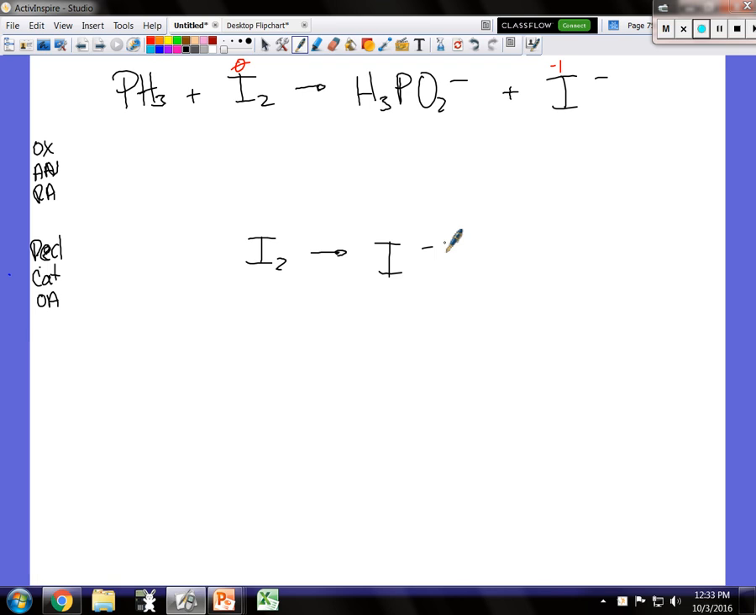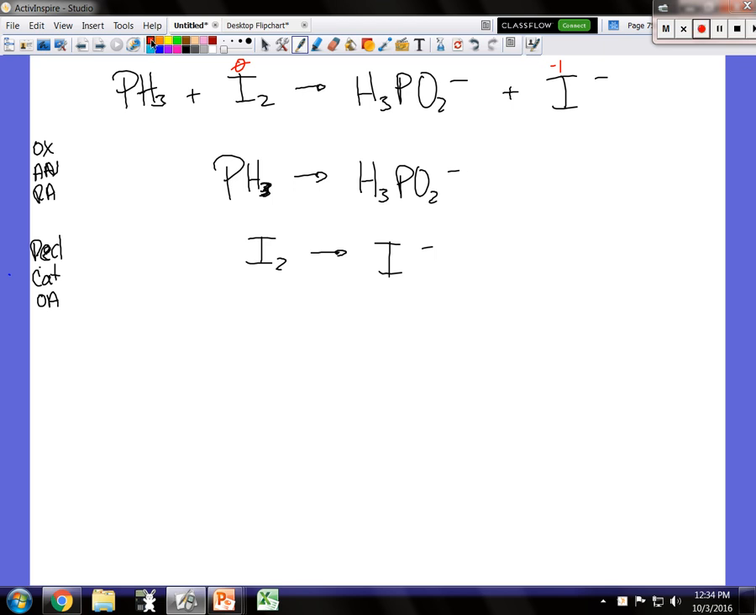Now, I know for a fact that the next thing that I'm going to write is true. PH3 is going to H2PO2 minus, and that is oxidation. I don't even have to solve for it. However, I need to show you this in case you ever run into this issue. This is why I'm doing this one with you guys.